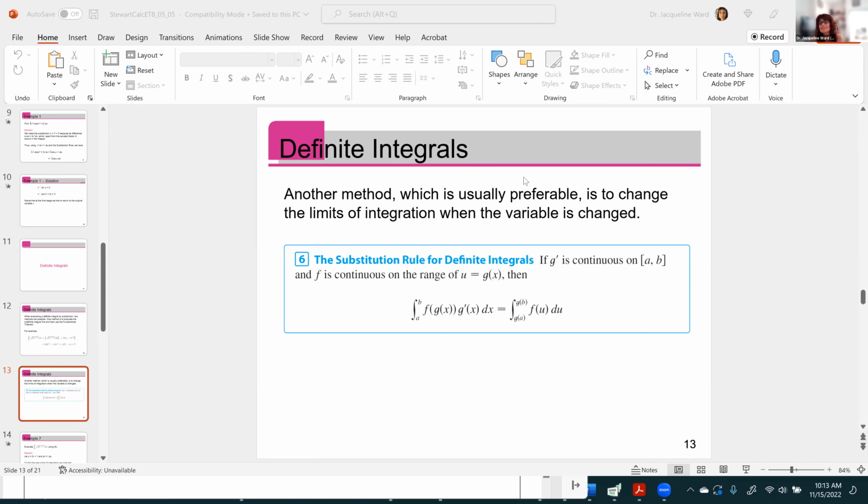Another method, which is always preferable, is to change the limits of integration when the variable is changed. Here is the substitution rule for definite integrals. If g prime is continuous on the closed interval from a to b, and f is continuous on the range of u equals g of x, then this definite integral, where you have f of g times g prime in the integrand from a to b, is this substitution integrand du from g of a to g of b. It's easier to see by example, like a lot of this stuff.